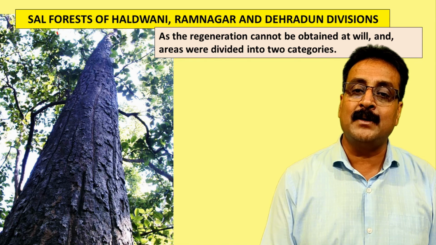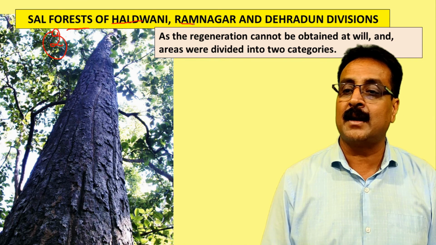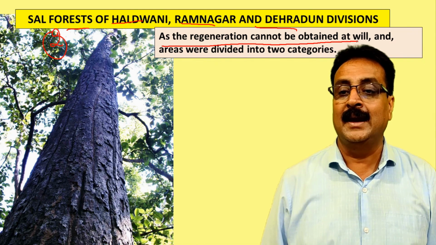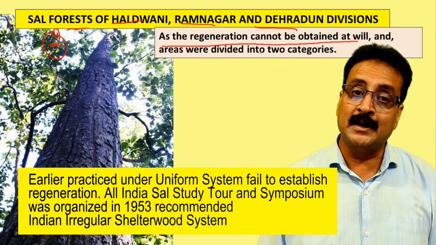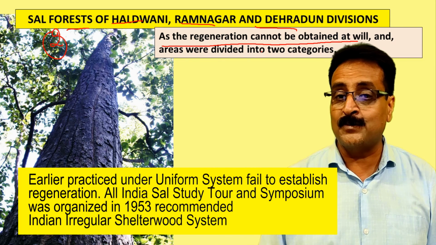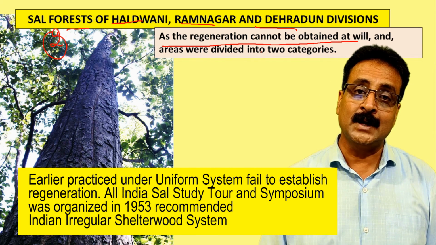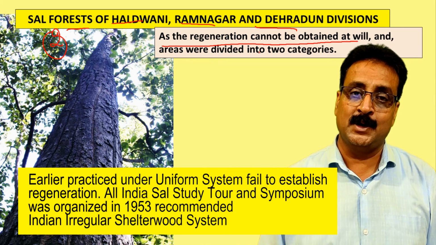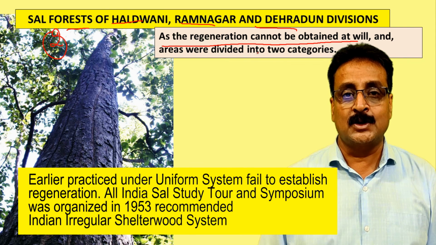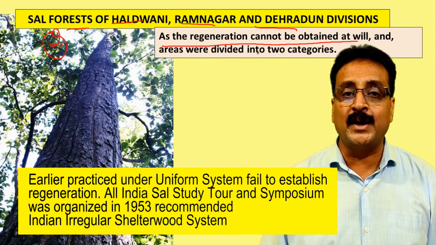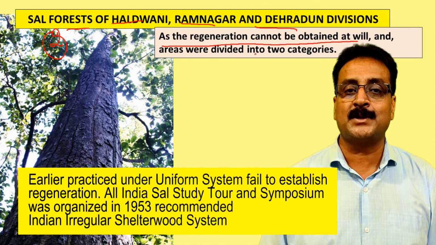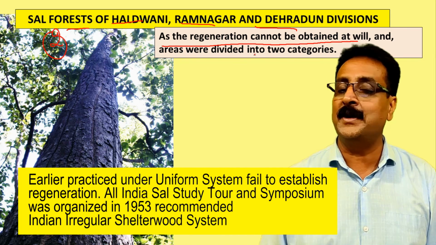Now this is another example, Shorea robusta in Haldwani, in Ramnagar, in Dehradun. This is an example where the regeneration cannot be obtained at will. Earlier, the foresters suggested following the uniform system in Shorea robusta, but for many years the regeneration didn't come. So that system could fail. The regeneration could fail under the uniform shelterwood system. So later on, it was suggested to work under the irregular shelterwood system. Under the Indian Irregular Shelterwood System, Shorea robusta regeneration came very profusely and very nicely.